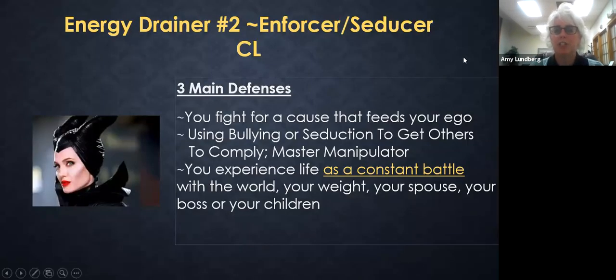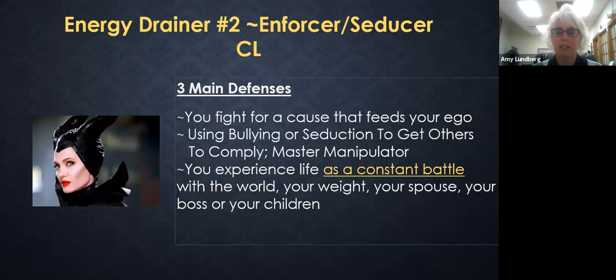The second energy defense is your enforcer seducer. I use Maleficent here. You fight for a cause that feeds your ego. You use bullying or seduction to get others to comply, and you're a master manipulator, and you probably don't even know it, because I am a charismatic. CL means charismatic leader. That's my soul energy, and I didn't even know that I was manipulating until I realized it, and there was a lot of shame through that. But now I'm like, oh, that's me manipulating. I didn't know that was me manipulating. So you may not even recognize it for yourself, and that's okay. You will eventually if we work together.